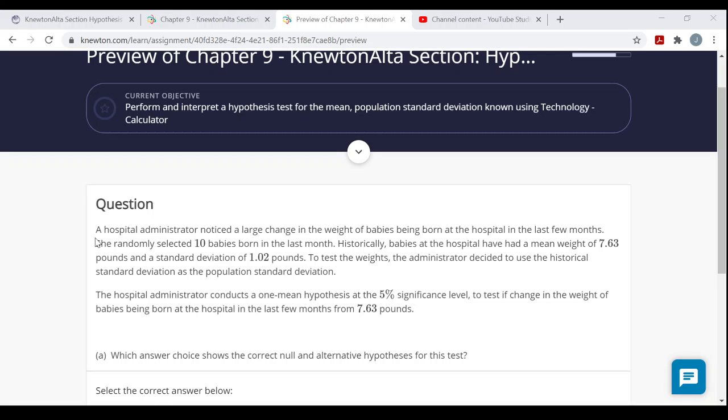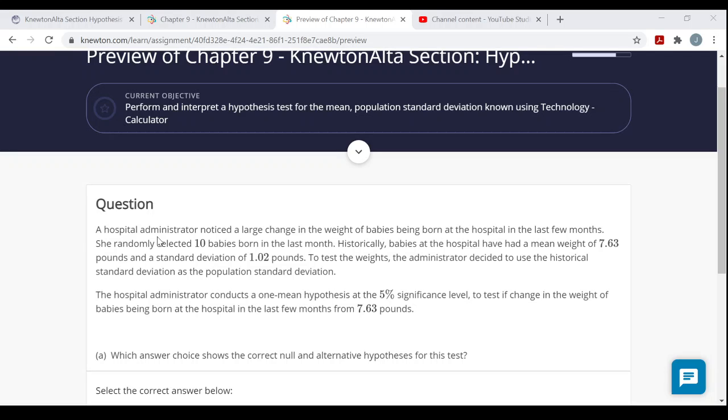That's the thing about your calculator. It will give you a p-value for a test statistic, and it'll also give you the test statistic right away. So you'll see it's pretty quick and easy to work a one mean hypothesis test where the population standard deviation is known. It's pretty easy to do that kind of test on your calculator.